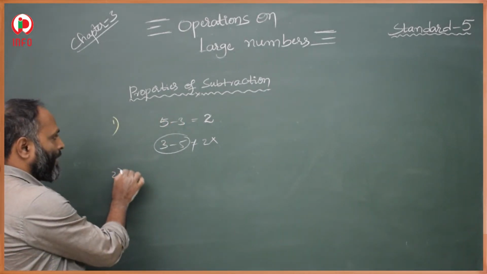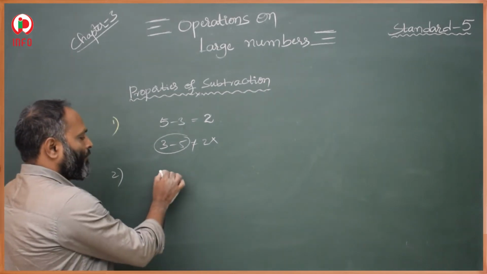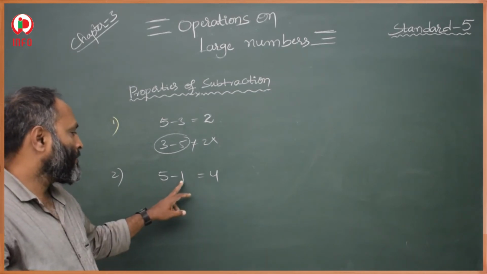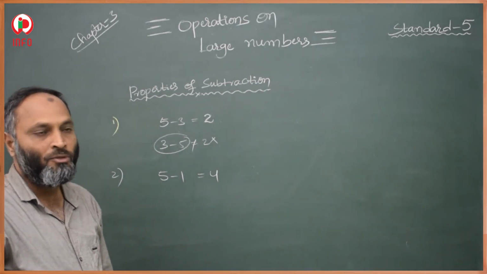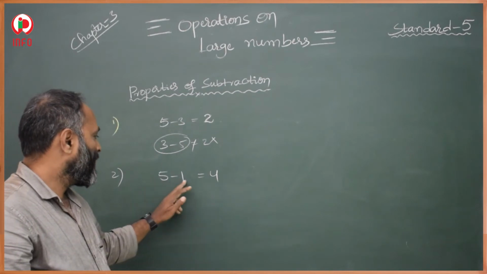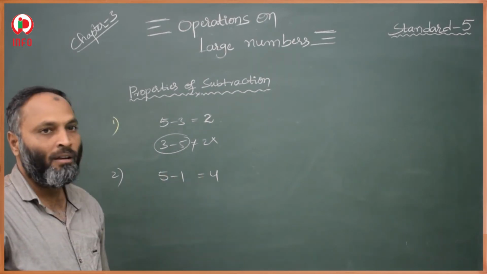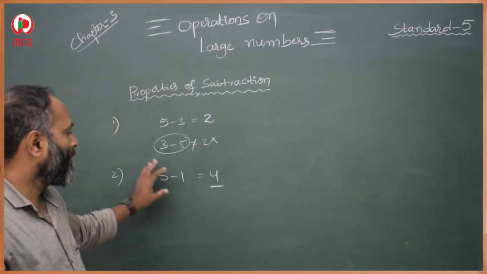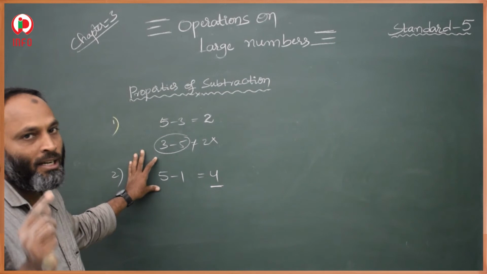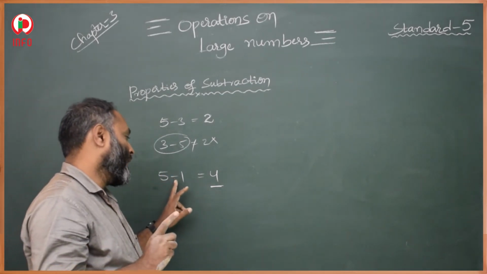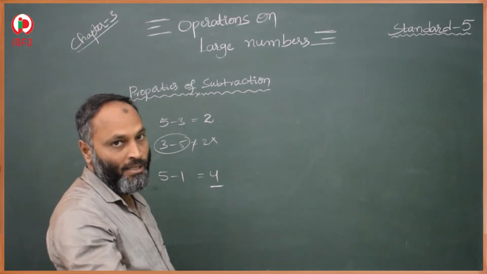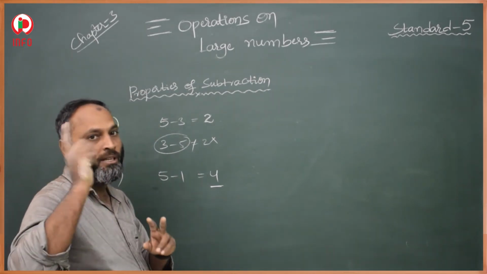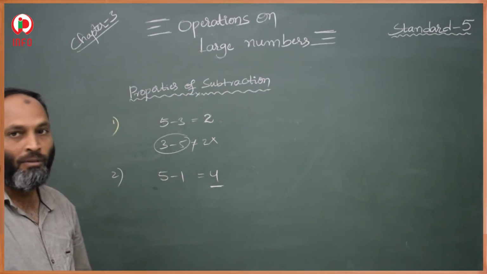Then the second property. 5 minus 1 is 4. Here 1 is subtracted from 5, and then we get 4. What is this 4? Successor and predecessor. In addition, if we add plus 1, then we get the successor. But if we take minus 1, then we get the predecessor of that number. 4 is the predecessor of 5.